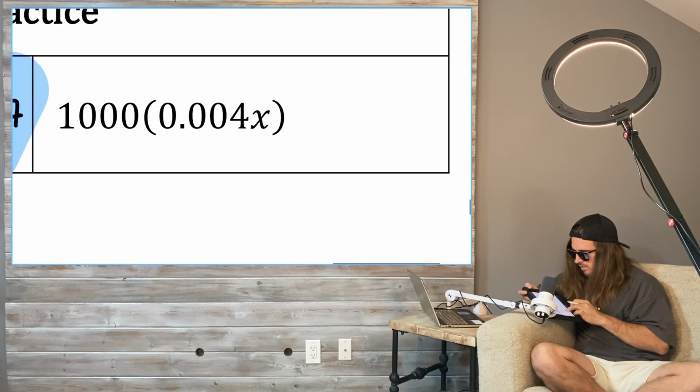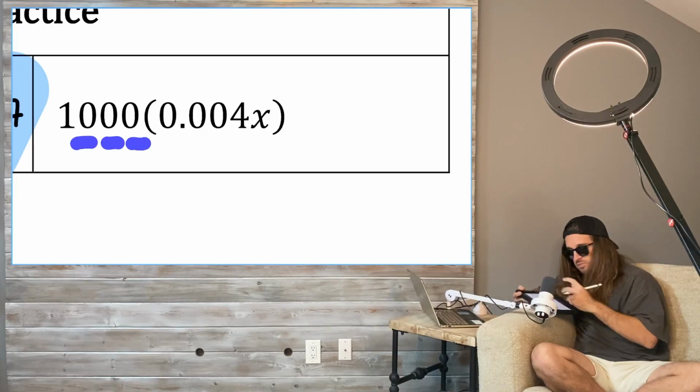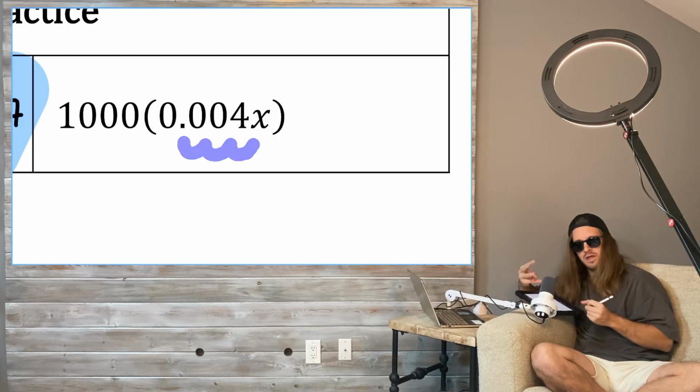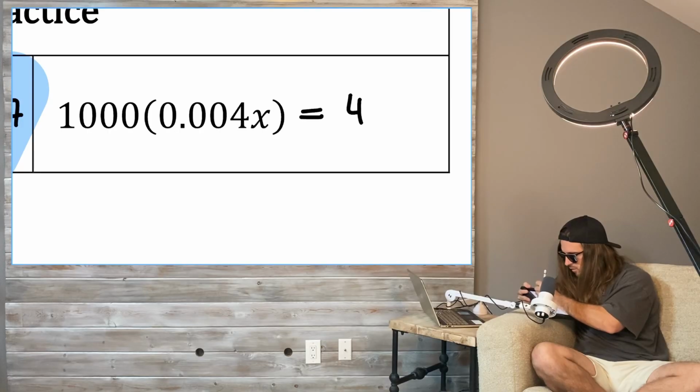And here we go. 1,000 has 3 zeros, meaning when we multiply by 1,000, we move the decimal place 3 places to the right. So the answer here is just 4x.